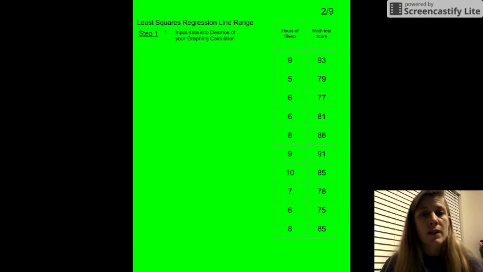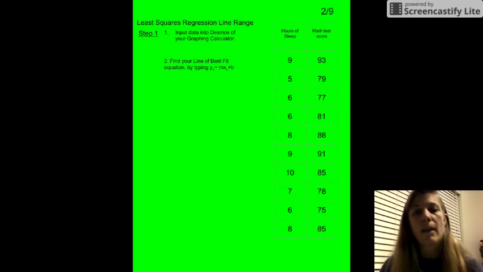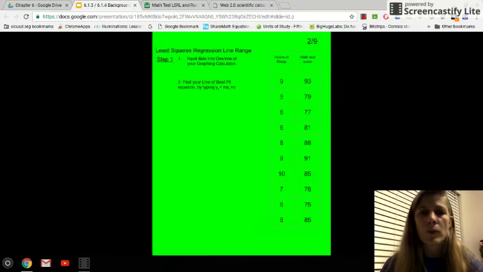So the very first thing that you need to do is input all of your data into Desmos or your graphing calculator. Your choice at this point, whichever one that you prefer to use. After you do that, you find your line of best fit equation by typing in y sub 1 tilde mx sub 1 plus b. That's going to give you your line of best fit. I'm going to do that for you on Desmos right now.